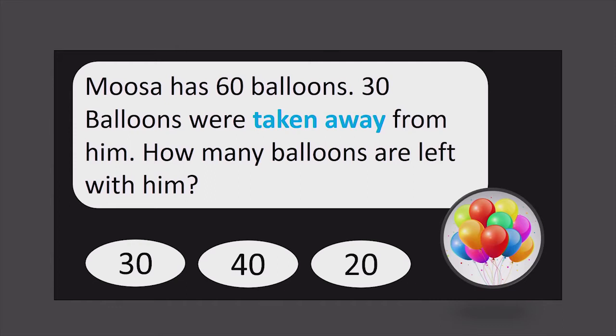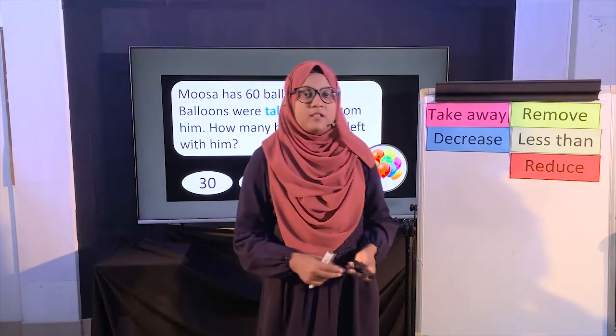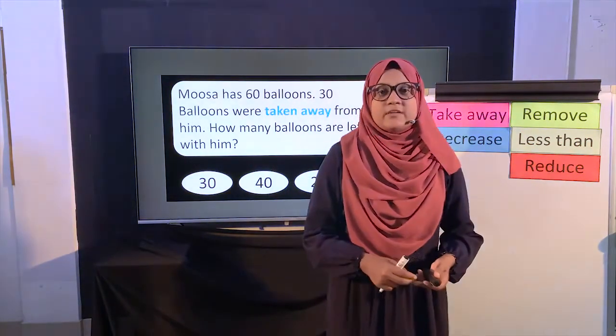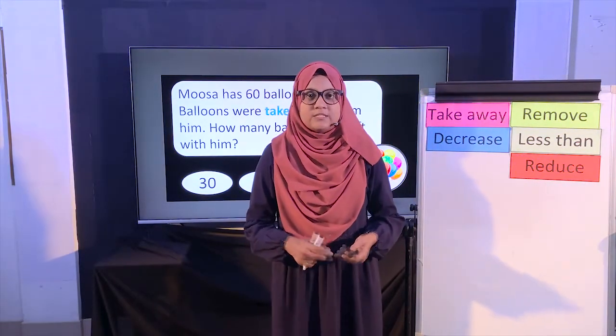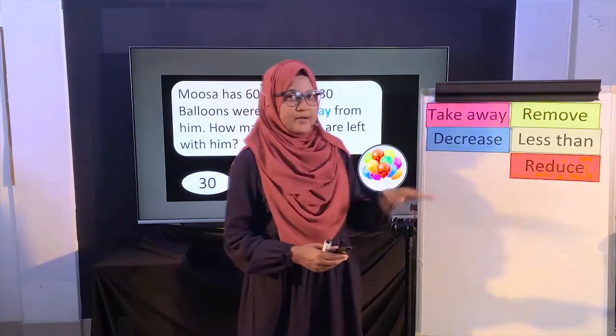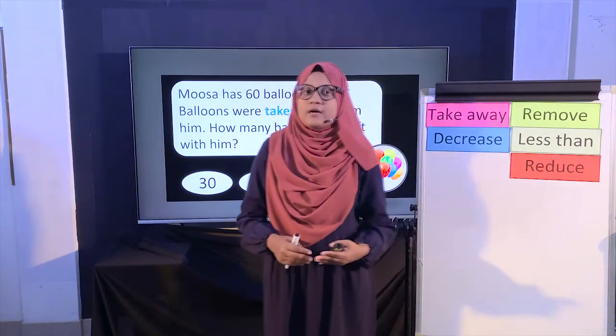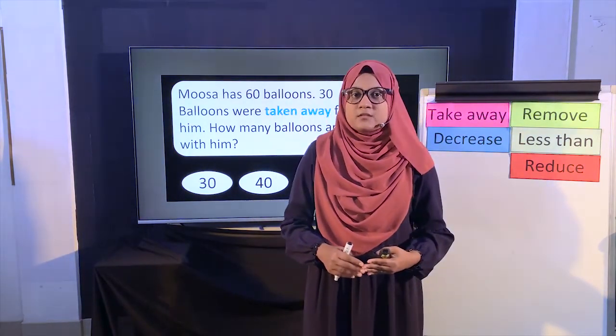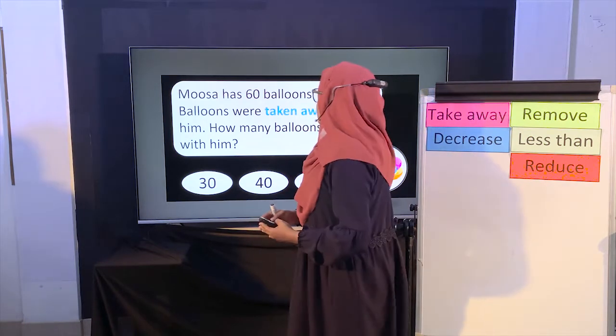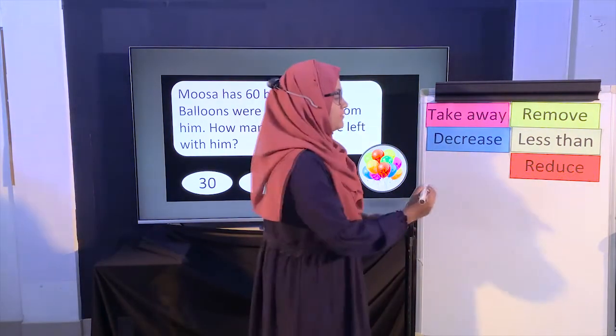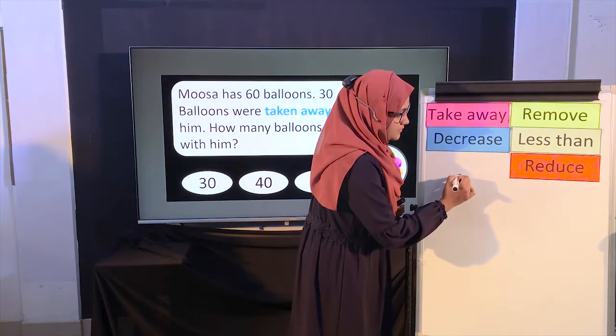Musa has 60 balloons. 30 balloons were taken away from him. How many balloons are left with him? So, first of all, we found the vocabulary which is related to subtraction, which is taking away, take away, right? Second step is you have to subtract the smaller number from the bigger number. So, the total number was 60 balloons. So, we will write 60 first.